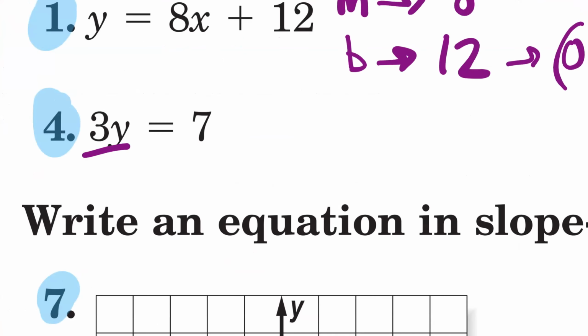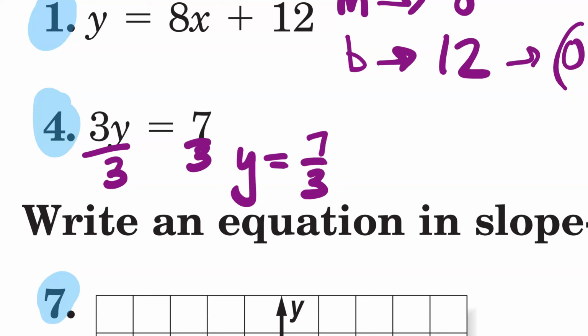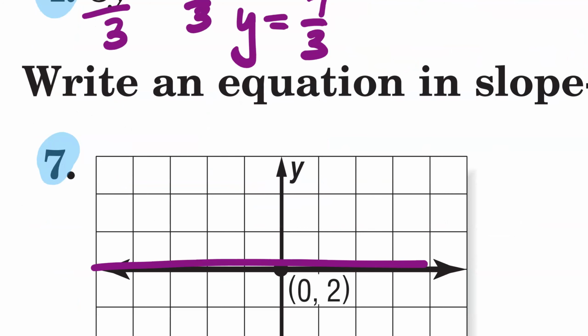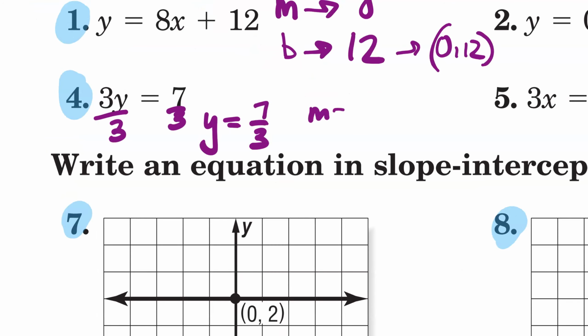So if I divide both sides by 3, we see y is equal to 7/3. What does this line look like? It's flat. y is constant. Because there's no x. Well, y equals 7/3, so it looks something like this. There's no slope, so our slope is 0. Our y-intercept is 7/3. That's tricky.